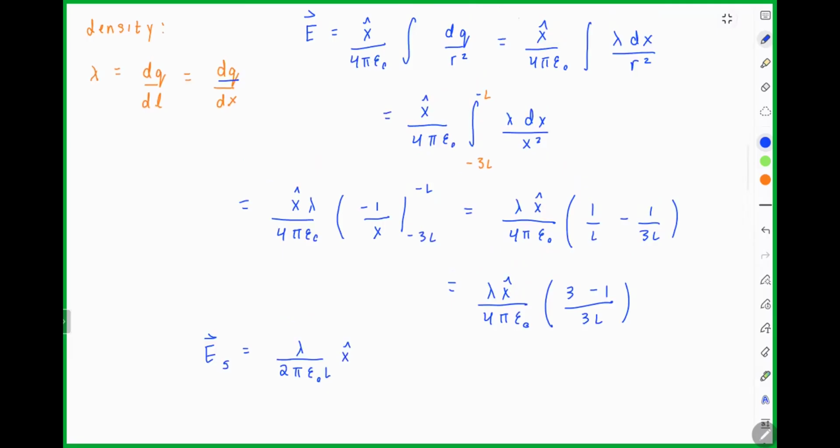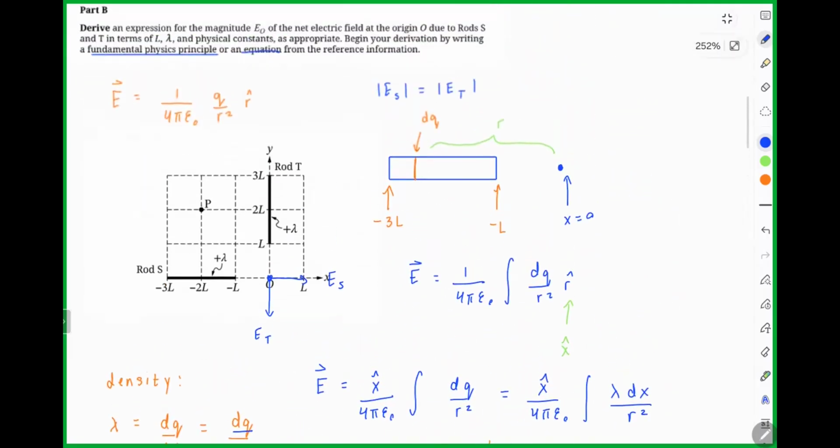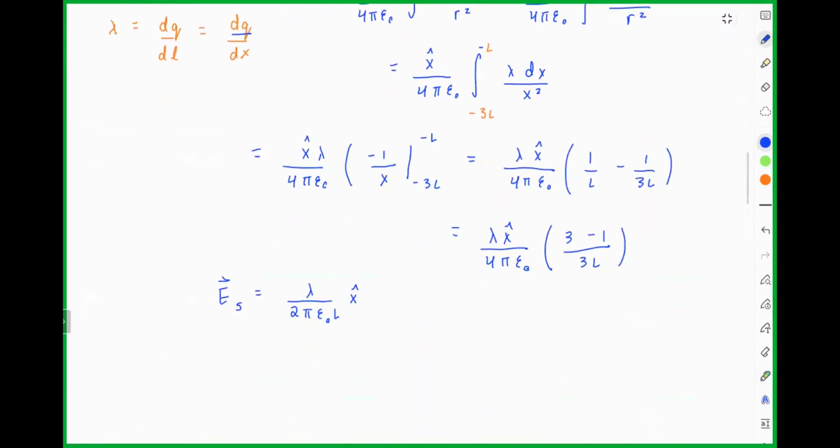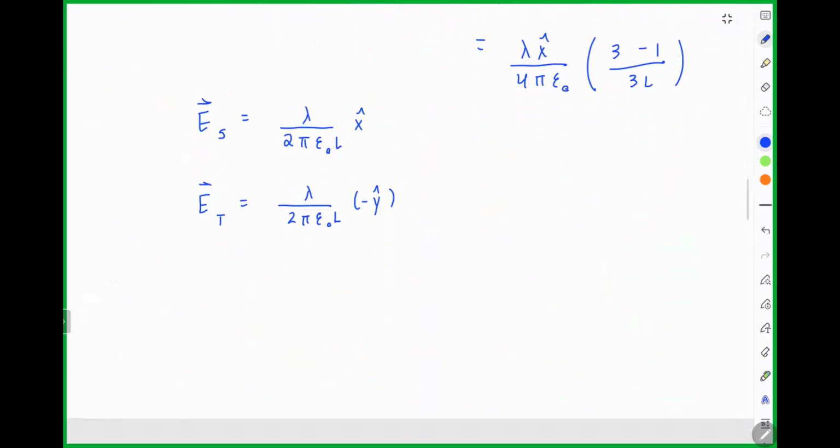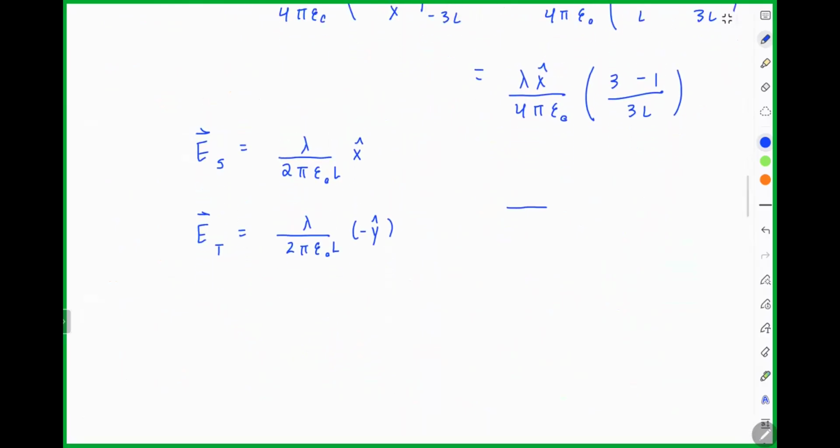All right, remember what our goal was. Our goal was to find the total electric field, specifically the total magnitude of the electric field at the origin. As we said, this is not equal to ET. ET points in the other direction. ET is going to be equal to lambda over 2 pi epsilon naught L, but in the negative y hat direction, pointing downwards. If I'm looking for the overall magnitude of the electric field, remember that these are pointing at right angles to each other.